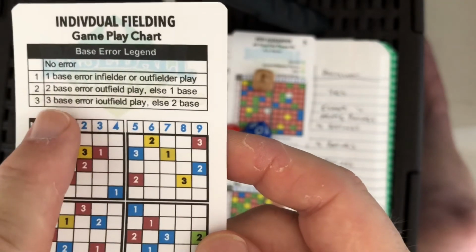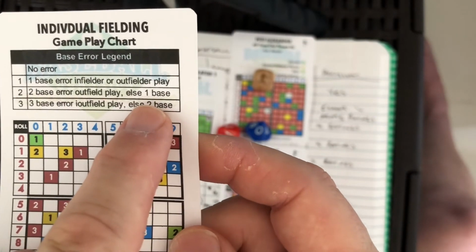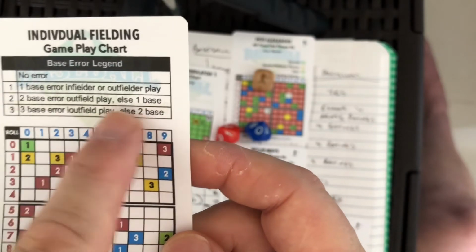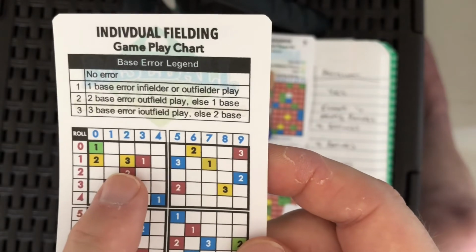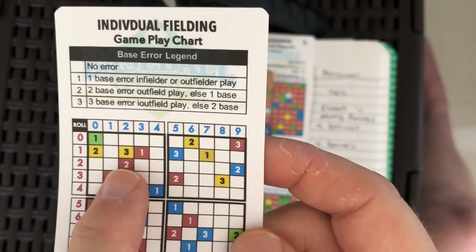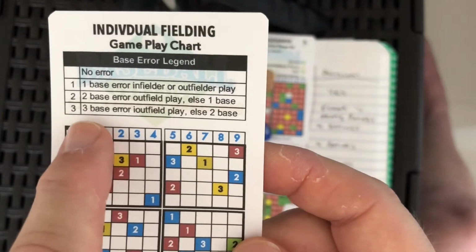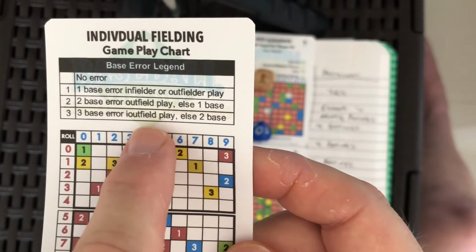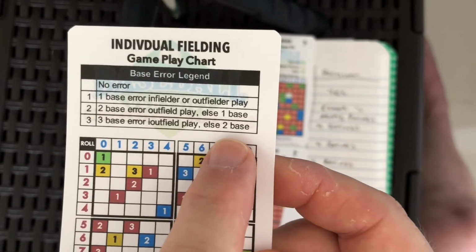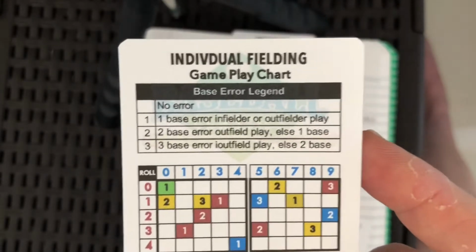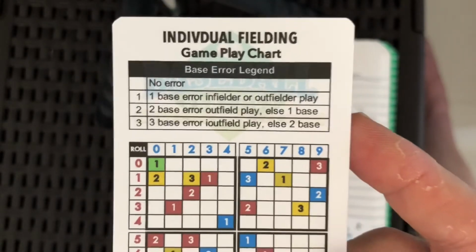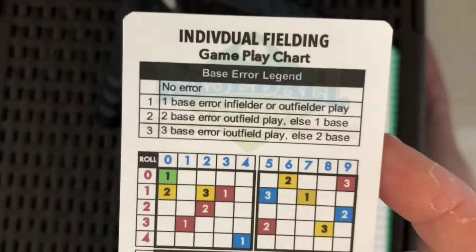But I got to look up at my legend. It's a 1-base error for an infielder. If I had rolled a red 1 and a blue 3, that's a 3. That's a 3-base error for outfield play, but it's a 2-base error for infield play, so Ernie would have launched his throw to first into the first base box seats, and that would have resolved the play.